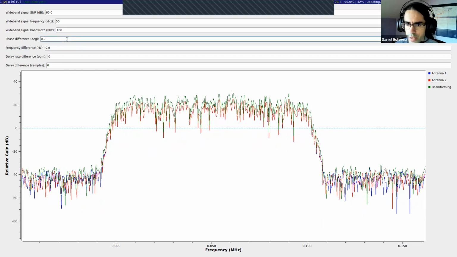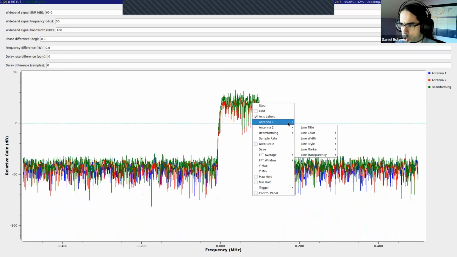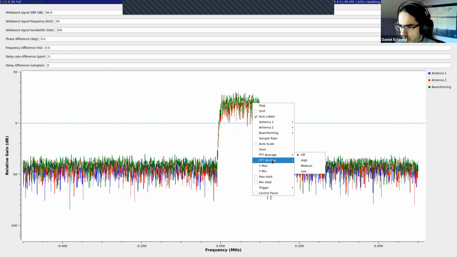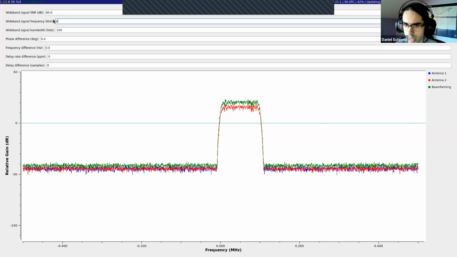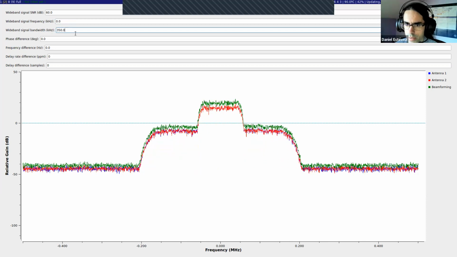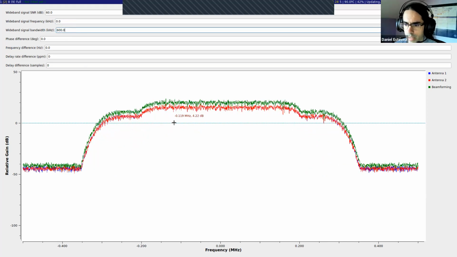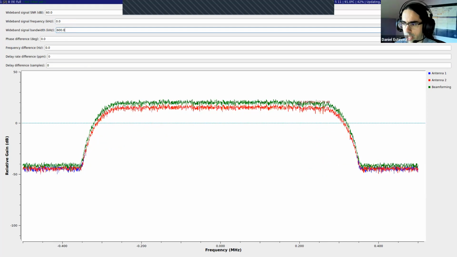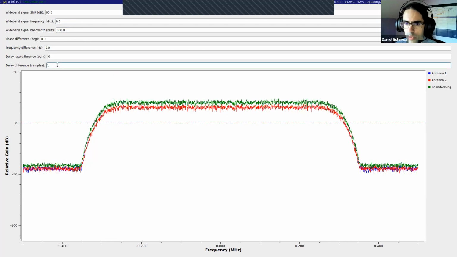Let's reset this one. And then what else can we show? So for the delay difference, I'm going to set medium averaging, and I'm going to make my signal much wider. So for example, maybe 350 kilohertz or even 600. And in a second, it will be apparent why I am using a different signal to demonstrate this. So first, I'm going to show what happens if I set a delay difference of one sample.